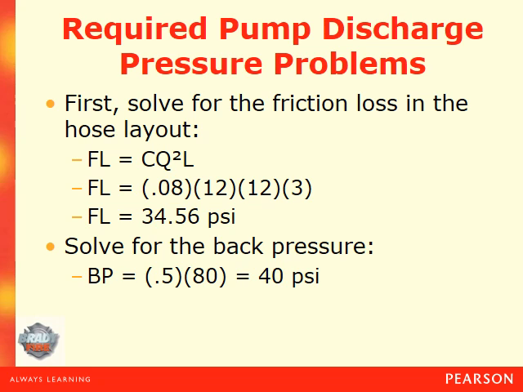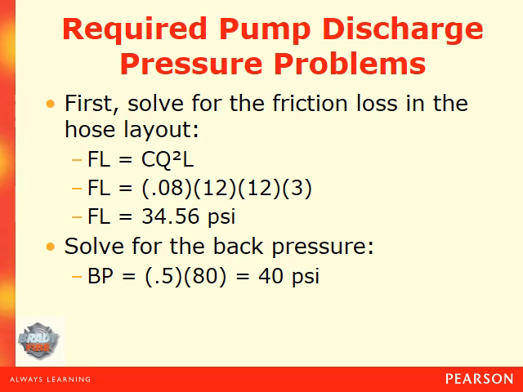So first, solve for the friction loss in the hose layout. That's our coefficient for the 5-inch, which is 0.08, times the gallons per minute, which was 1200 because that was the highest, divided by 100, so that's 12 squared, or 12 times 12. And then our length of hose, which is 300 feet, divided by 100, of course, gives us our 3. So our friction loss is 34.56. Notice we're only figuring the friction loss right now from the supply hose, because they've already given us the friction loss for the piping going up.